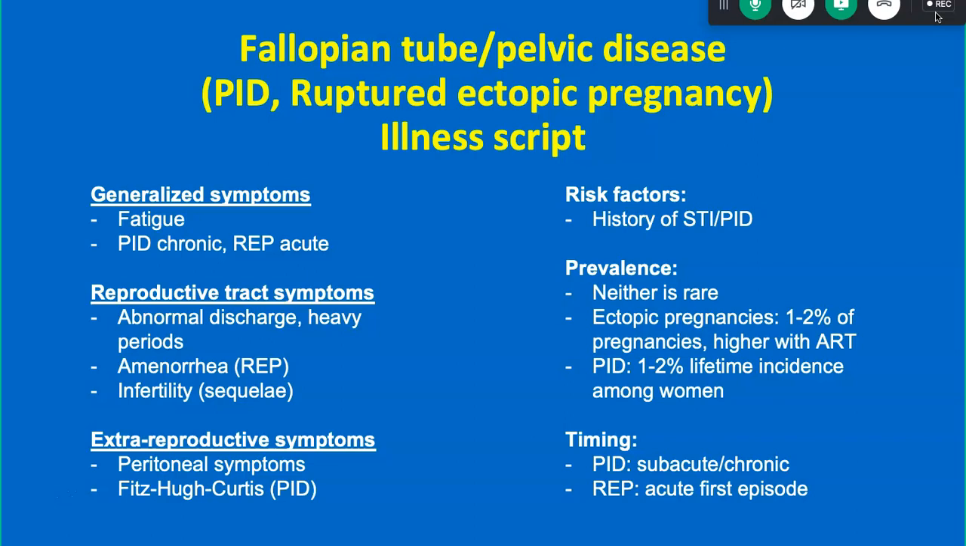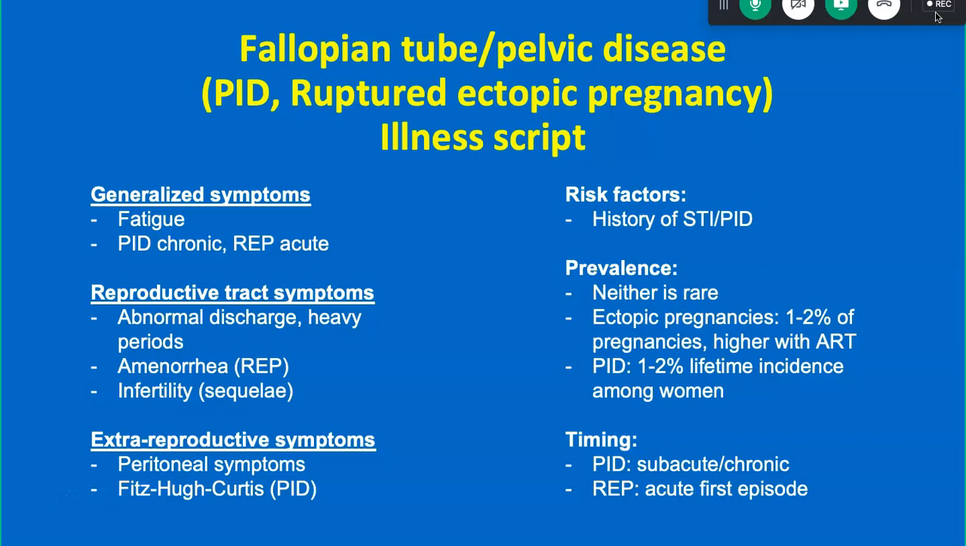You're going to see changes in the reproductive tract. So you'll see abnormal discharge and heavy periods. That's why always getting a thorough OBGYN history is going to be important for patients with lower abdominal pain. A patient with a ruptured ectopic pregnancy is going to have a recent history of amenorrhea because they've been pregnant, so their menstrual periods have been suppressed. And patients with pelvic inflammatory disease often go on to develop infertility, and also people with ectopic pregnancies, because they're going to have fallopian tube scarring.